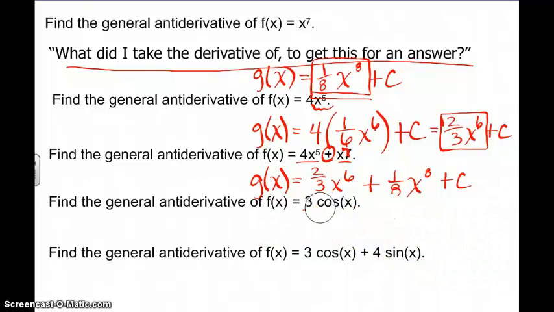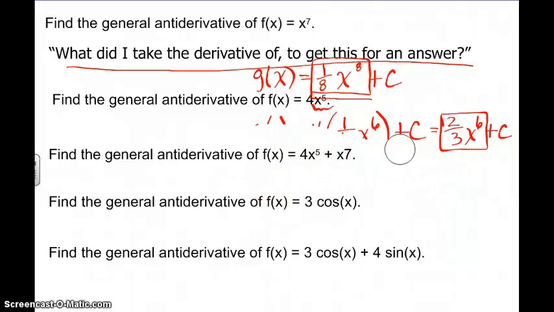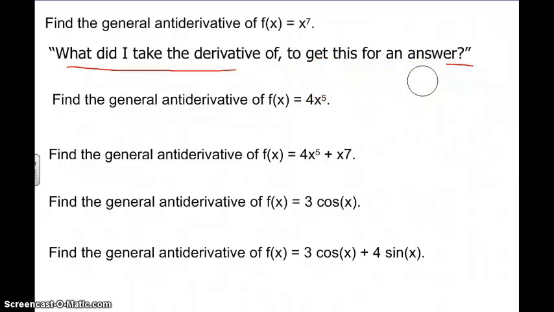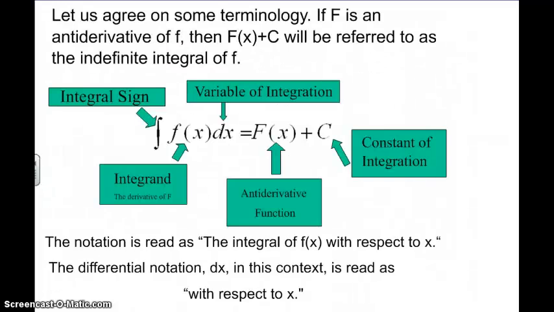Again, another great argument for flashcards, because if we know them in the derivative direction, it's not that difficult to learn them in the antiderivative direction, but we sure want to make sure we get those positives and negatives straightened out in our head. All right, so let's talk about terminology and symbols. If big F is an antiderivative of little f, then big F plus c will be referred to as the indefinite integral of f. The indefinite integral of f is the antiderivative function plus the constant of integration.